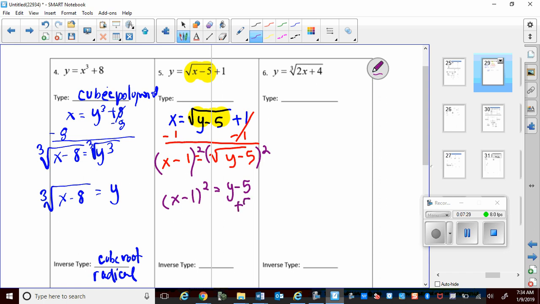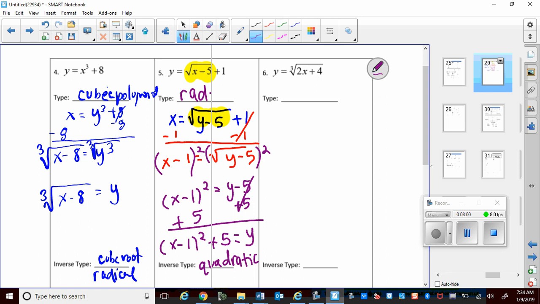I add 5 to both sides of this equation, and I end up with the quantity of x minus 1 squared plus 5 equals y. This goes away as my inverse. And this inverse produced is a quadratic. So you can see that the quadratic has an inverse that is a radical, and the radical has an inverse that is a quadratic. And can't forget to put the type of function that this is.